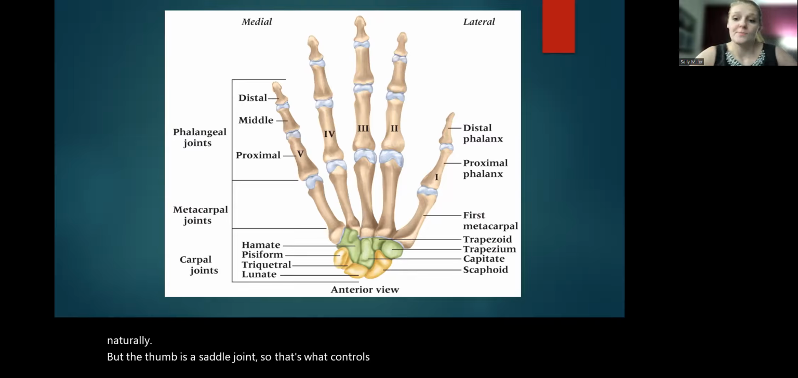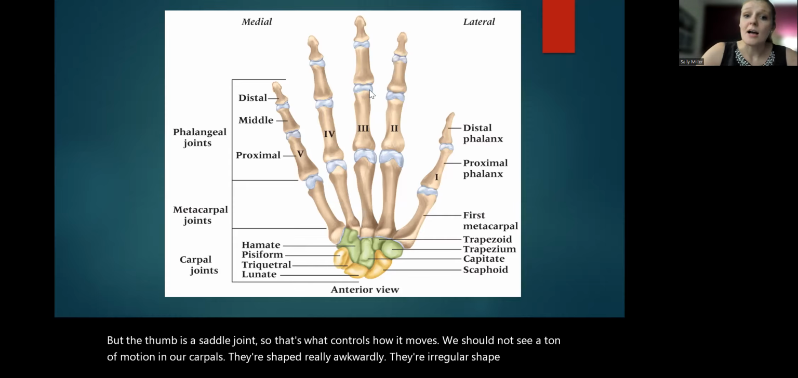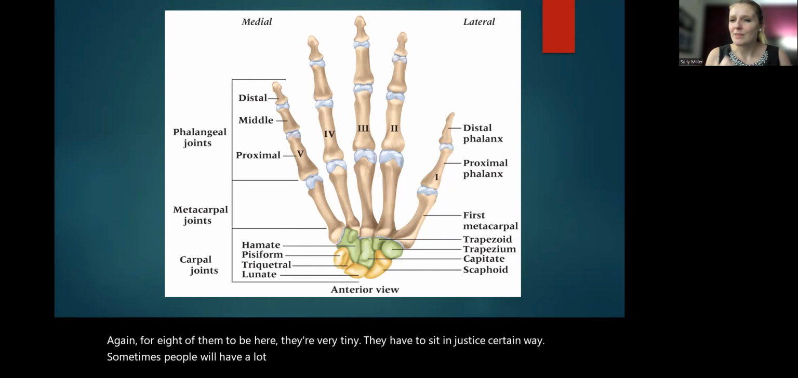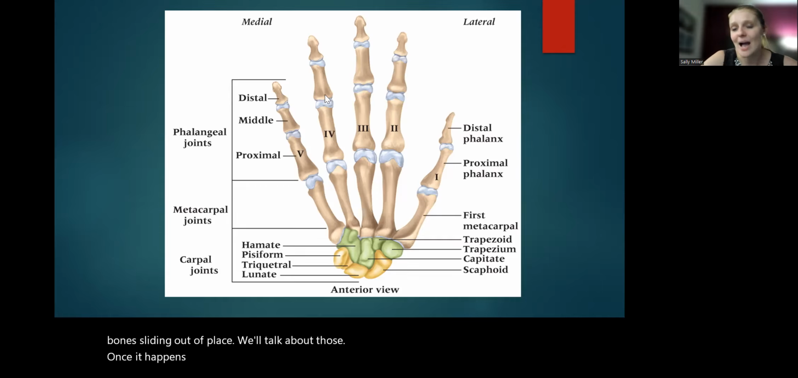I don't have a lot of thumb extension naturally, but the thumb is a saddle joint, so that's what controls how it moves. We should not see a ton of motion in our carpals. They're shaped really awkwardly. They are irregular shaped bones. Again, for 8 of them to be here, they're very tiny. They have to sit in just a certain way. Sometimes people will have a lot of popping in their wrists that can be from some of those bones sliding out of place. We'll talk about those. Once it happens once, it'll continue to happen again, just like any other subluxations or joint dislocations.